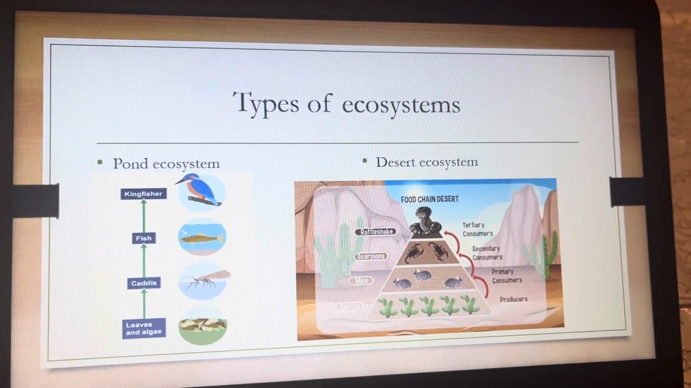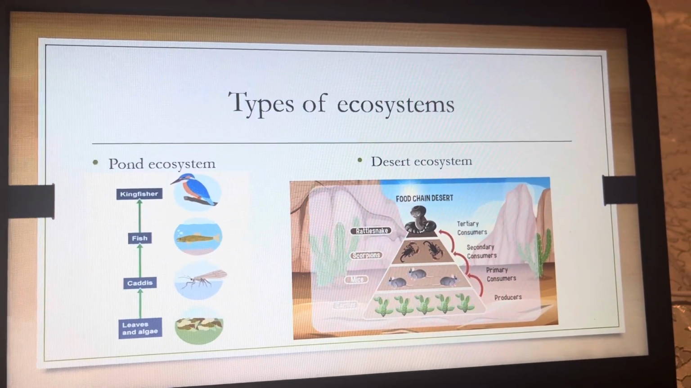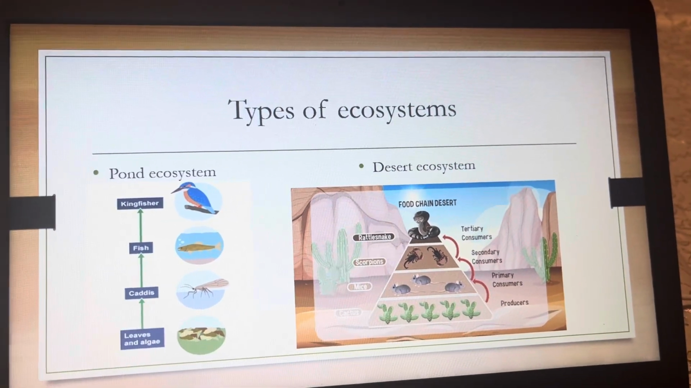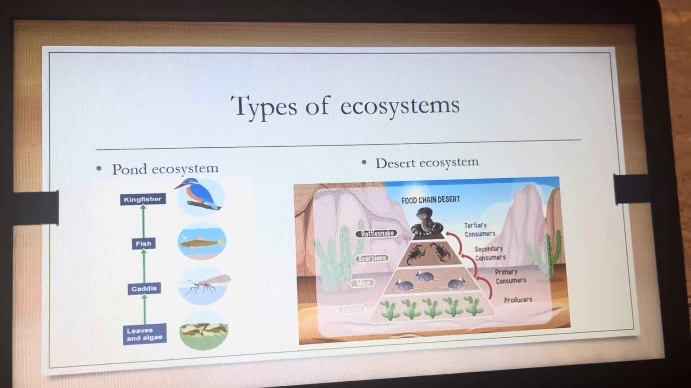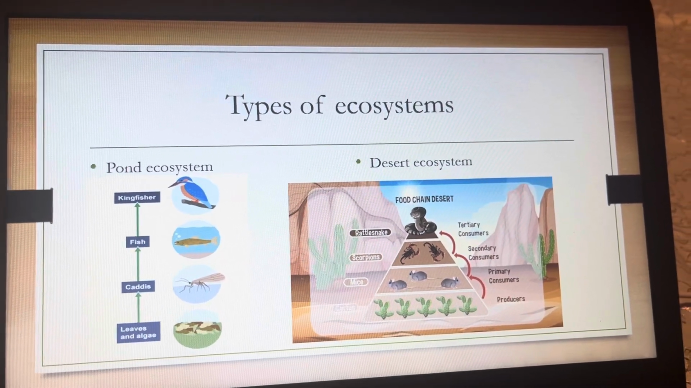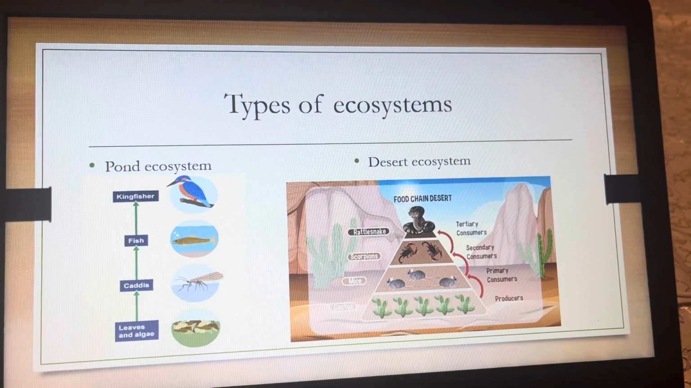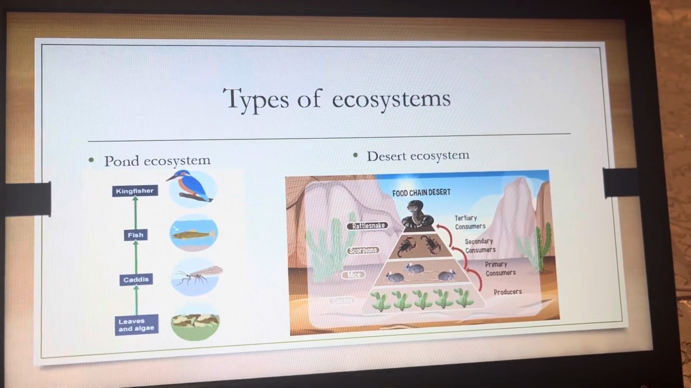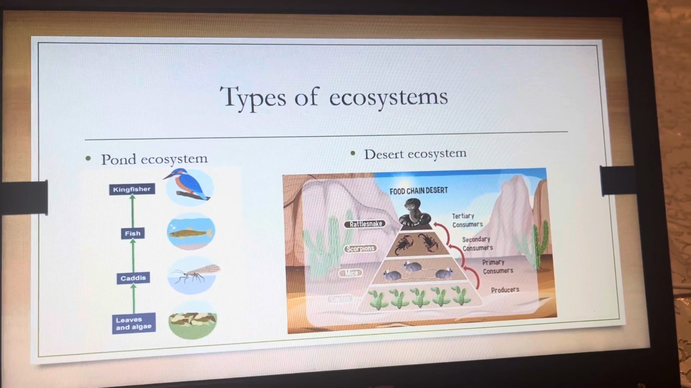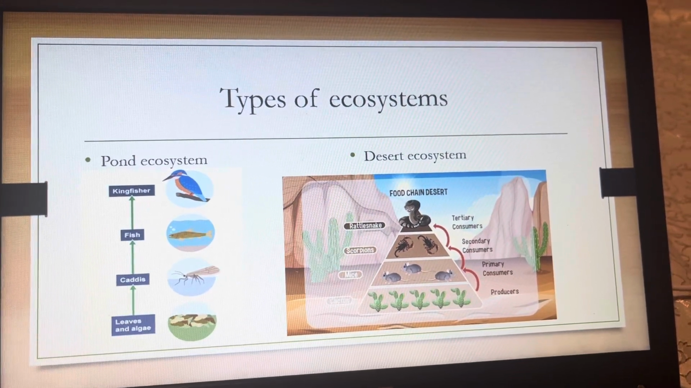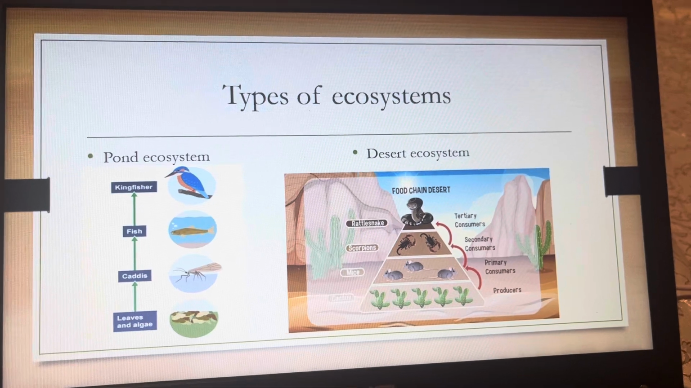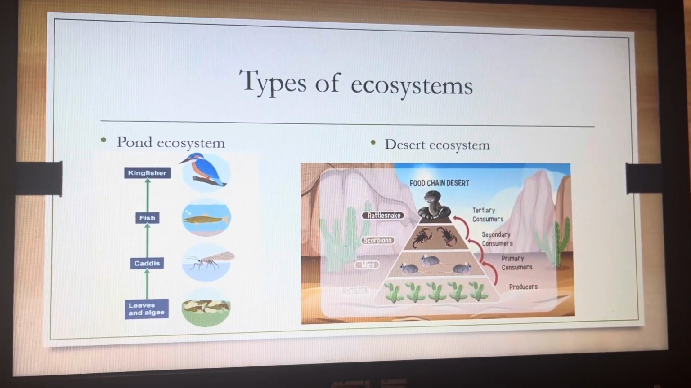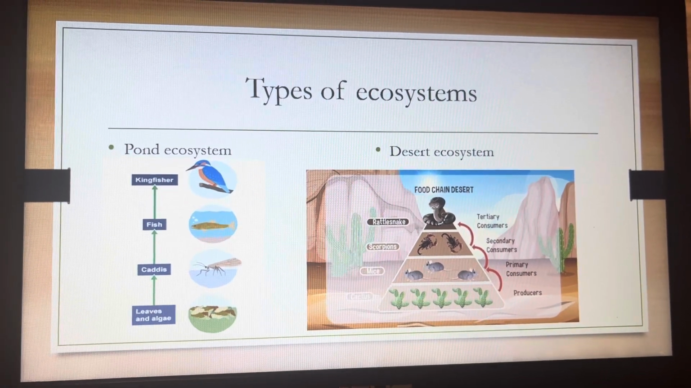So examples and types of ecosystems are shown to the students, such as the pond ecosystem and the desert ecosystem. In the pond ecosystem, the alga is eaten by the caddis, which is eaten by the fish, which is eaten by the kingfisher. And in the desert, the cactus is eaten by the mice, which are eaten by the scorpion, which is then eaten by the rattlesnake. So students get to visualize these types of ecosystems.